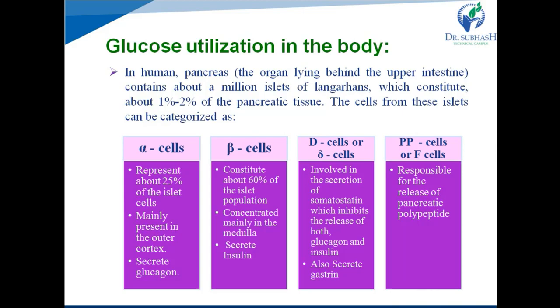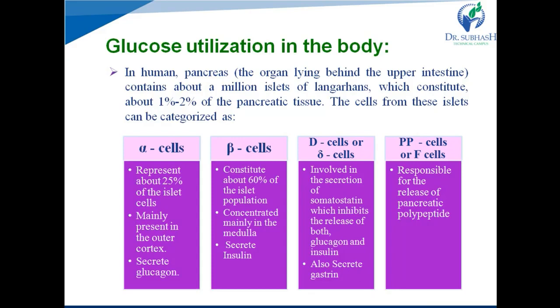To understand glucose level, we will see glucose utilization in the body. In humans, the pancreas contains about 1 million islets of Langerhans, which constitute about 1 to 2% of the pancreatic tissue. The cells of these islets of Langerhans can be categorized into 4 categories, which are alpha cells, beta cells, delta cells, which are also known as D cells, and PP or F cells.